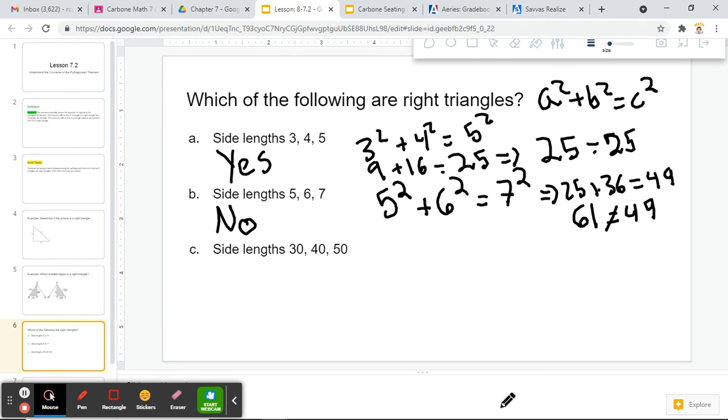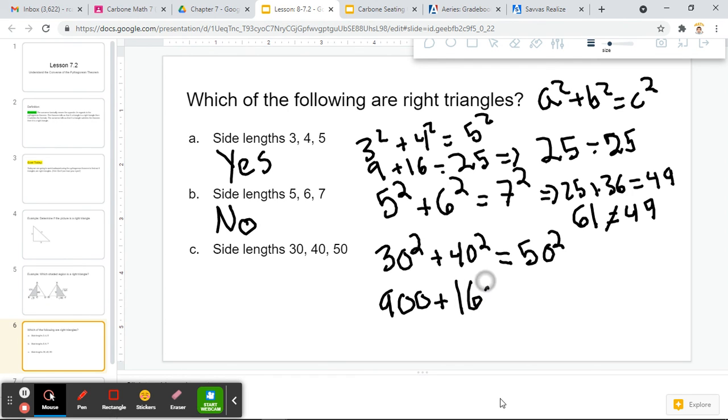Alrighty, last but not least, we'll do question C here. So we have A, which is equal to 30, so I'll plug in A for 30, 30 squared, plus B is 40, 40 squared, which is equal to C, 50 squared. All right, 30 squared would give us 900, 40 squared would give us 1600. Wait a second, I might have that wrong here. 30 times 30, yep, 900. 40 times 40, 1600, yep, is equal to 50 times 50, should be 2500. It is.